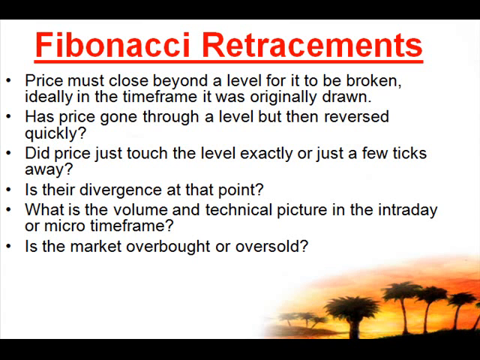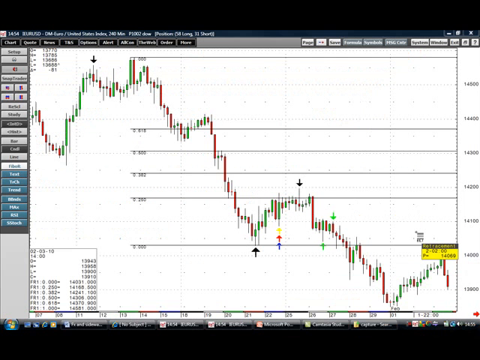Has price gone through a level but then reversed very quickly? Does price just touch the level exactly or just a few ticks away? Is there divergence at that point? What is the volume and technical picture on an intraday or micro time frame? Is the market overbought or oversold? And for me personally, I'm interested in dojis at Fibonacci levels as an idea of trying to qualify whether they're going to work or not.